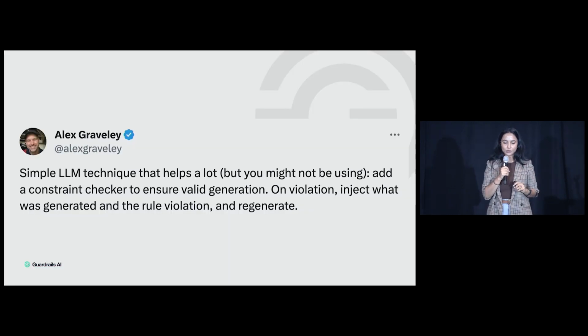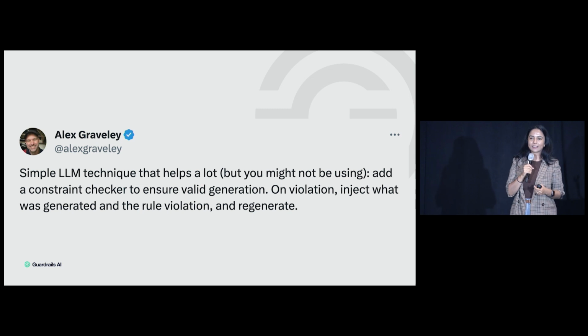So I've added this tweet here by Alex Gravely, the creator of GitHub Copilot, that talks about a very, very simple idea, which is that you add a constraint checker to check for valid generation for LLMs, and then on violation, any rule that is violated, you add it back to the prompt, right? It's a very simple idea.